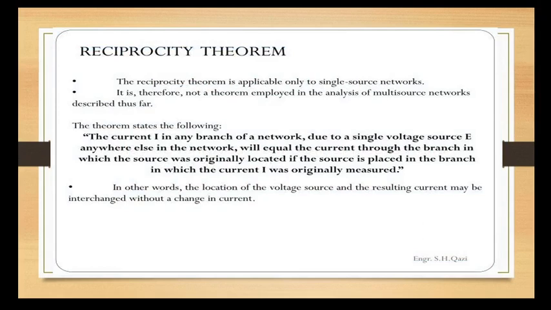This reciprocity theorem is applicable only to single source networks, so it cannot be employed in the analysis of multi-source networks. Again, the theorem states the following: the current I in any branch of the network due to a single voltage source E will equal the current through the branch in which the source was originally located if the source is placed in the branch in which the current I was originally measured.